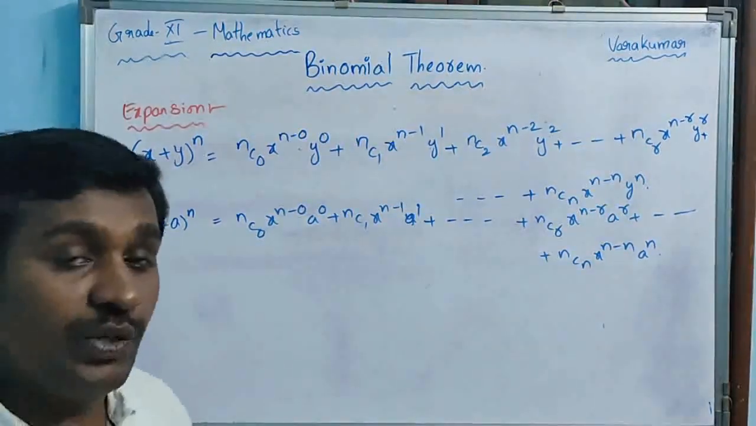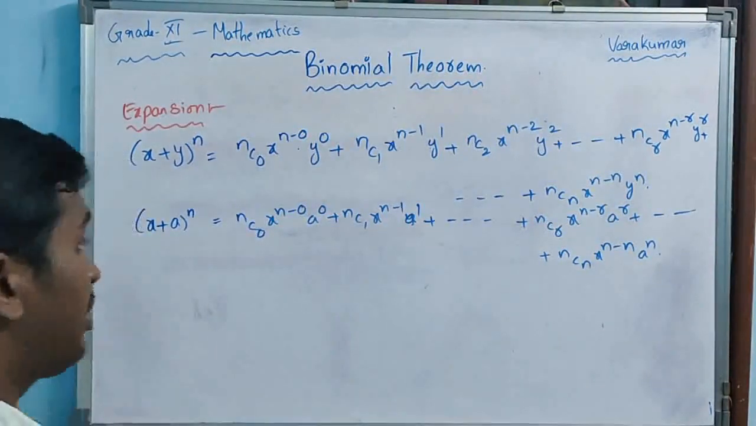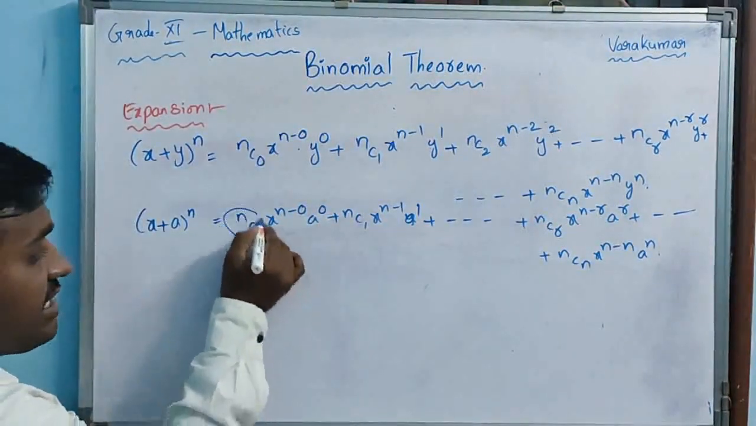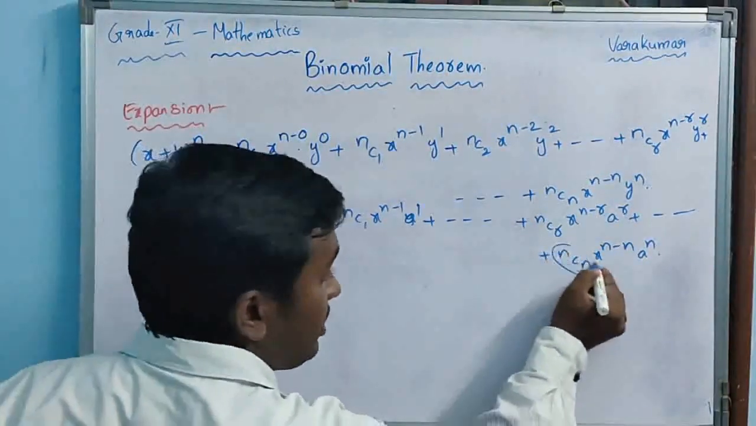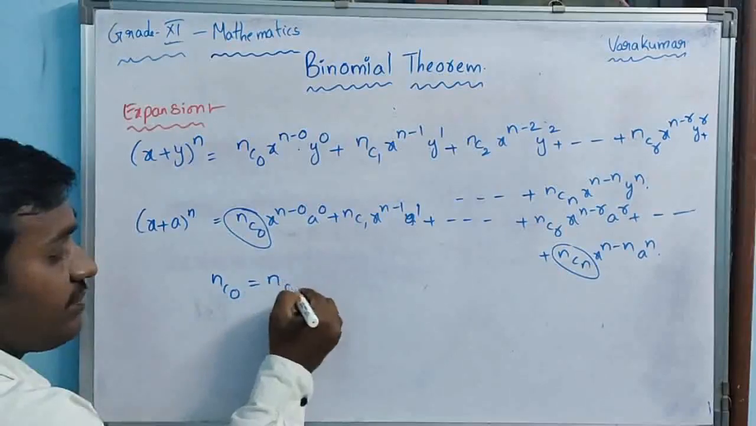Pascal gave a clarity. What is that? First term, last term will be same, right? So then what is the first term? This is the nC0 coefficient, first term coefficient and last term coefficient. nC0 is equal to nCn.